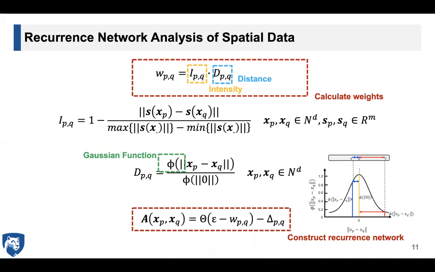The intensity I and distance D are calculated as shown here on the slide. Note that in the calculation of dpq, we use a Gaussian function. This indicates that if two pixels are far away from each other, the spatial correlation between them tends to be low. And after calculating the weight, we are able to construct the recurrence network.